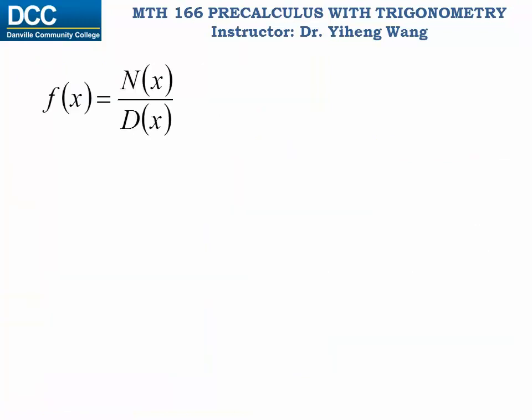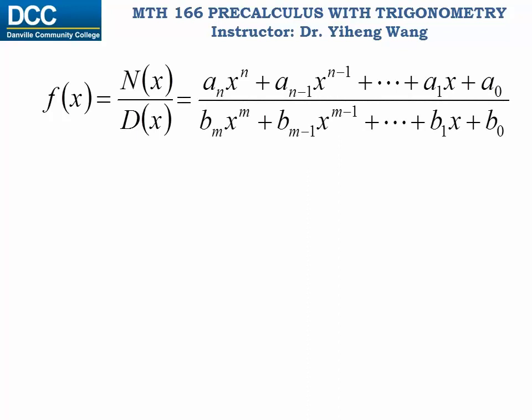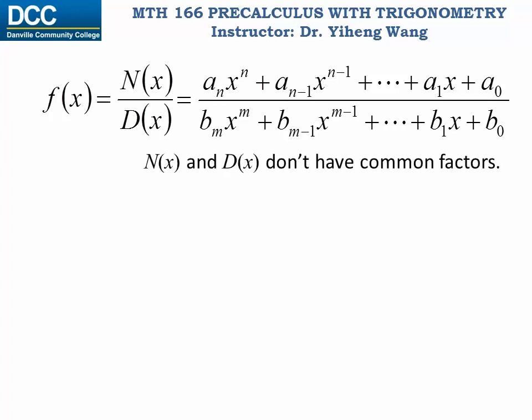Now, let's summarize some important properties for a rational function N(x) over D(x). Since N(x) and D(x) are both polynomial functions, the rational function can be written in this form. As you can see, the numerator function is a polynomial function of nth degree, and the denominator function is also a polynomial function, but of mth degree. For now, let's assume N(x) and D(x) do not have any common factors.